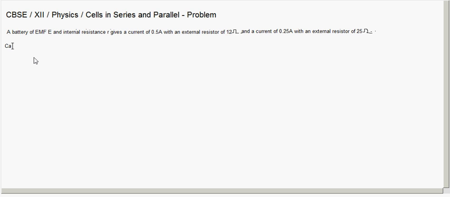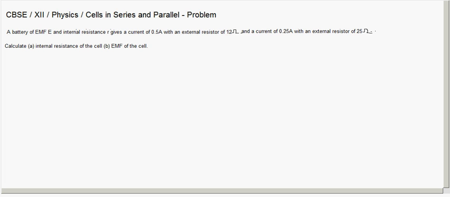Calculate the internal resistance of the cell, and the EMF of the cell. A battery of EMF E and internal resistance R gives a current of 0.5 amps with an external resistor of 12 ohm and a current of 0.25 amps with an external resistor of 25 ohm. Calculate the internal resistance of the cell and the EMF of the cell.